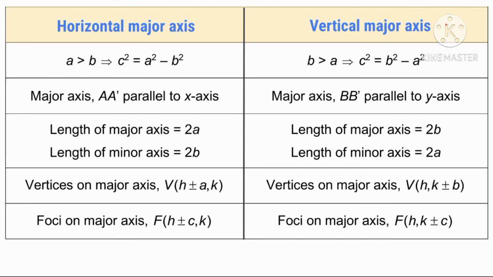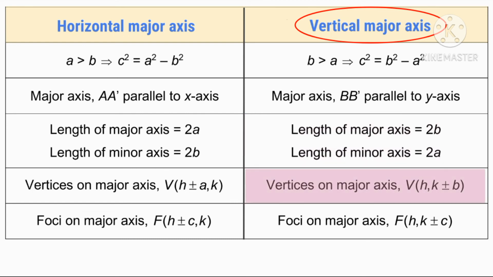Another one, for an ellipse having vertical major axis, the value of b will be greater than a. So c squared is equal to b squared minus a squared. The major axis is parallel to y-axis, and this refers to the line b prime. The length of major axis is equal to 2b, and the length of the minor axis is equal to 2a.